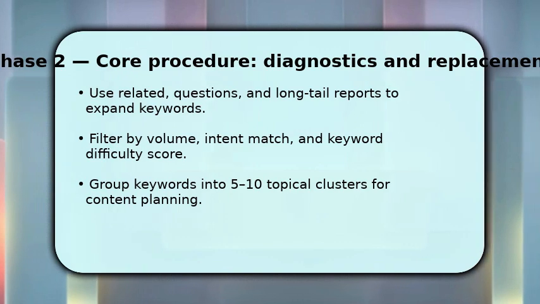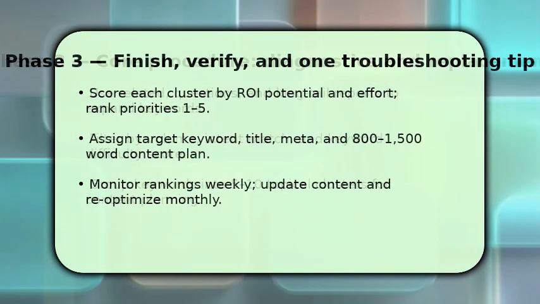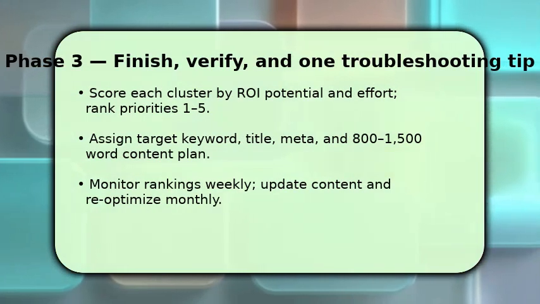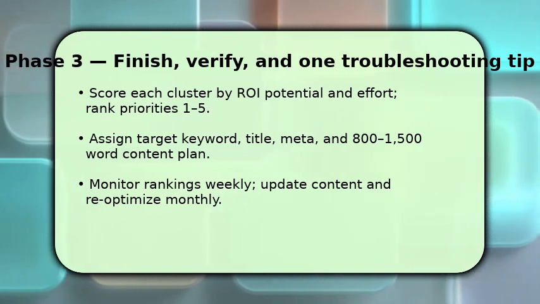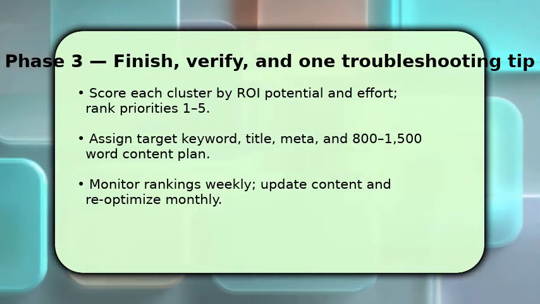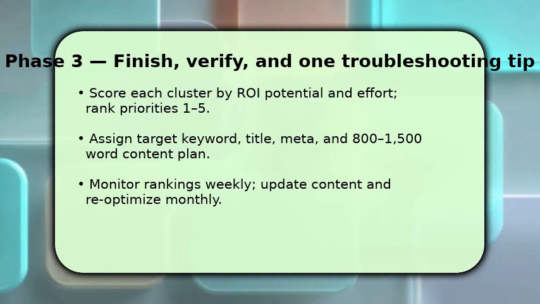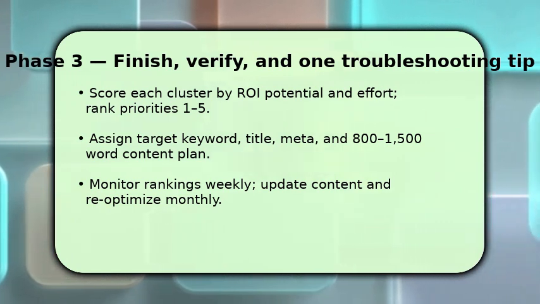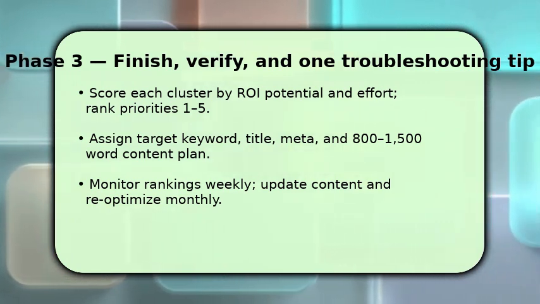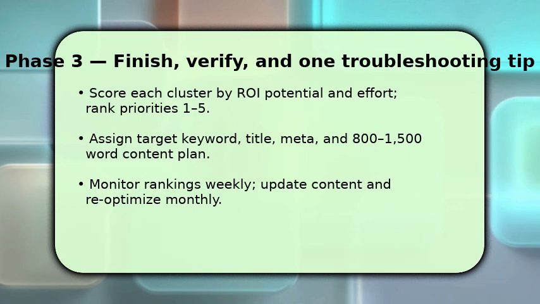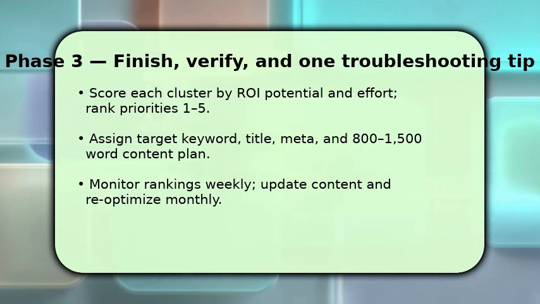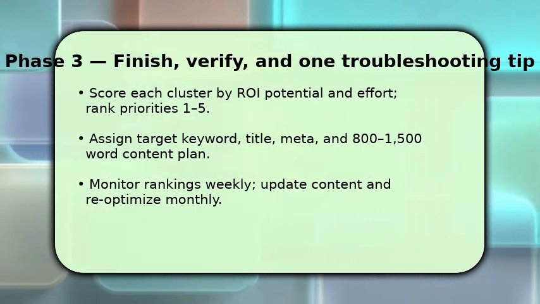Combine traffic potential, conversion likelihood, and required effort into a simple 1-5 priority. Pick a target keyword per cluster and draft title, meta, and an 800 to 500 word content outline that satisfies user intent. Publish prioritized content and track rankings weekly, then re-optimize monthly based on performance metrics.